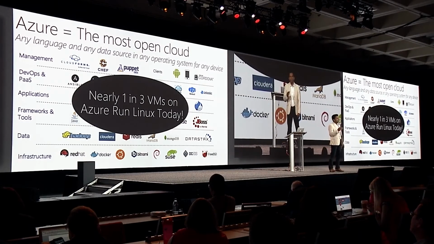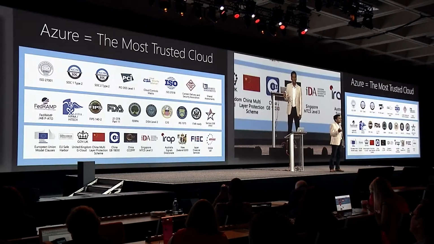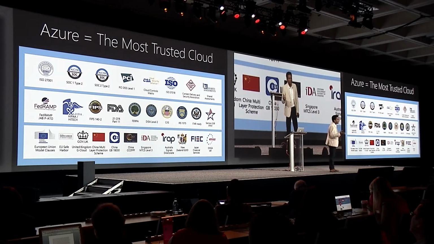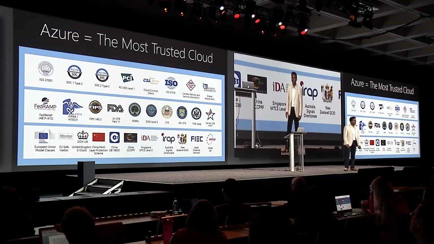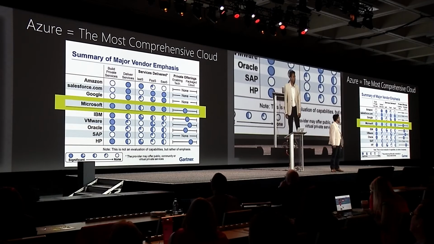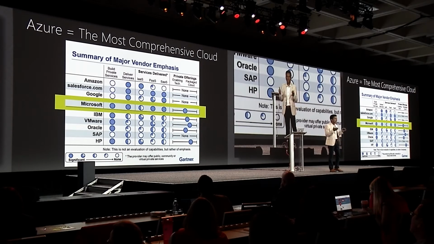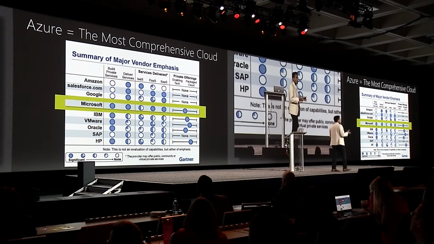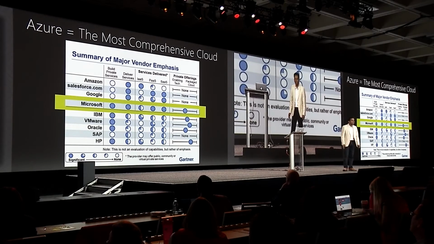And it's also the most trusted cloud. About 41 certifications and attestations. That's actually more than Amazon Web Services. And it's also the most comprehensive cloud. This is a table from Gartner talking about the wealth of different things that we support and the emphasis that Microsoft Azure has on these comprehensive features of the modern cloud.